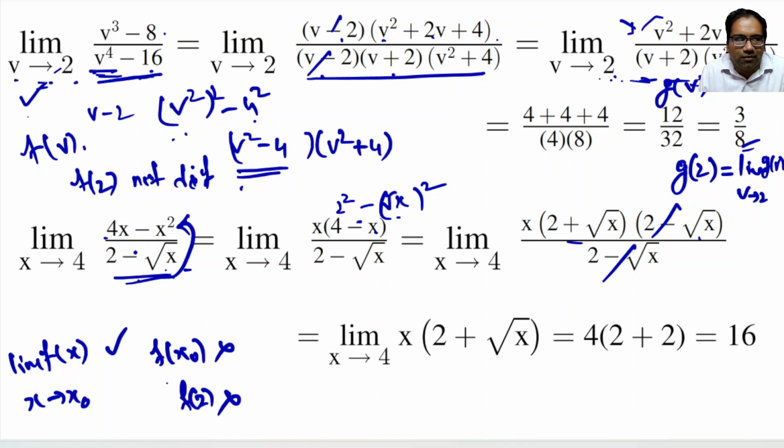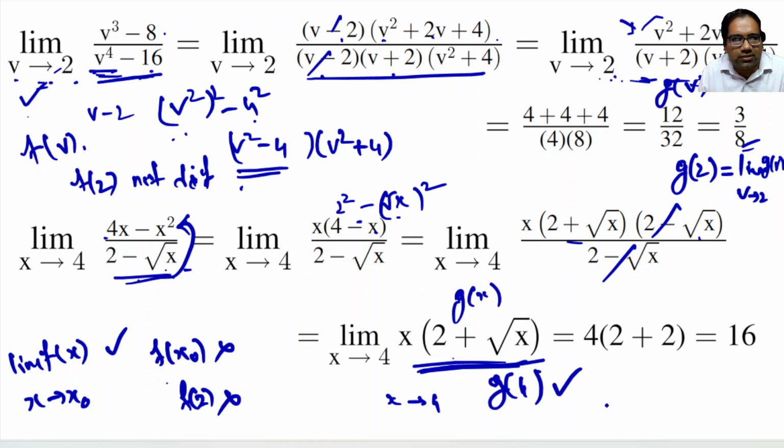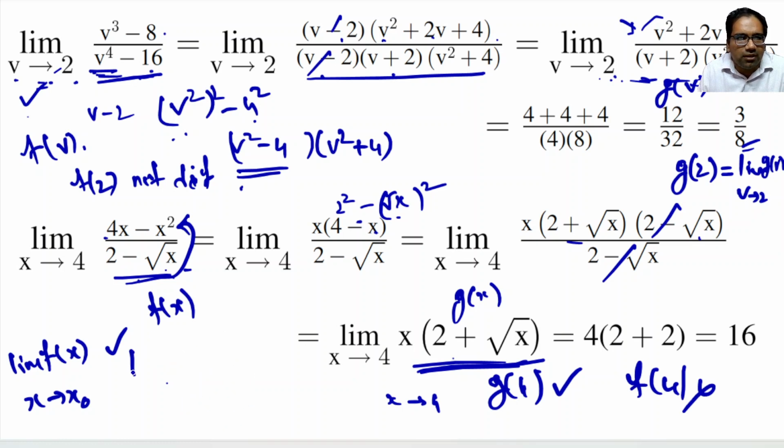So whatever our original function is actually identical to this function now. This function is defined at x equal to 4. Let's say if this is g of x, g of 4 is defined. If this is f of x, f of 4 is not defined. But limit x tends to 4 of f of x is equal to limit x tends to 4 of g of x.